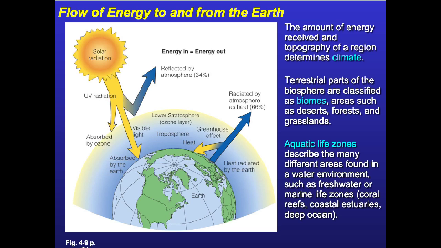Now, aquatic life zones describe the many different areas found in water environments, such as freshwater, marine life zones, coral reefs, coastal estuaries, and deep oceans. For those too, their energy starts with the sun, as the sun reaches them, starting from the top, working its way down within the ocean. So all energy, all of its flow, starts with the sun and how it reaches the Earth.